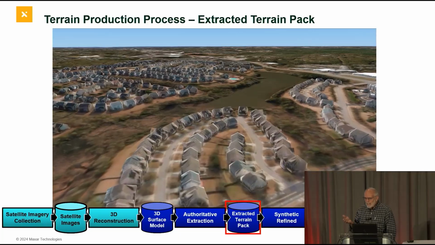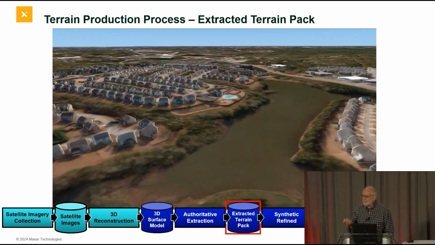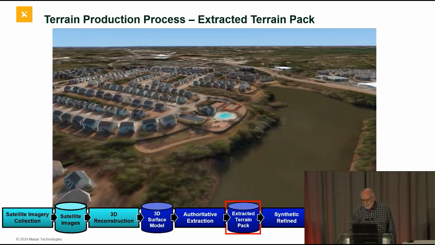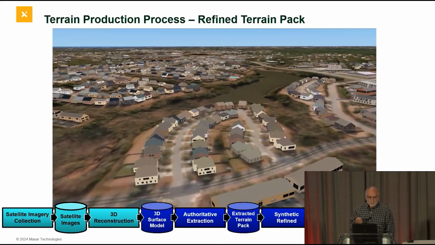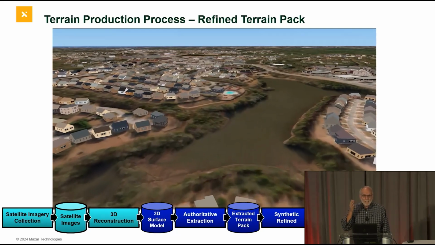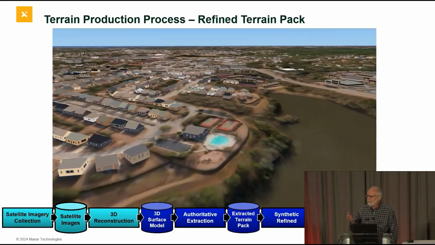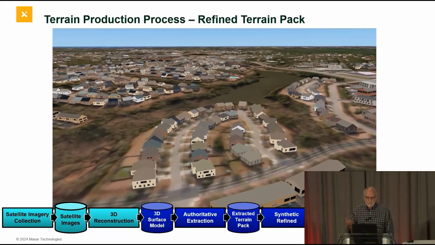I use authoritative because it's what a traditional analyst would do in terms of extracting information from a photograph. We then run it through a process which we refer to as synthetic refinement. For you guys in training, it's making up data that fill the gaps that you don't get when you get source data, filling the gaps to make something that is usable for training.